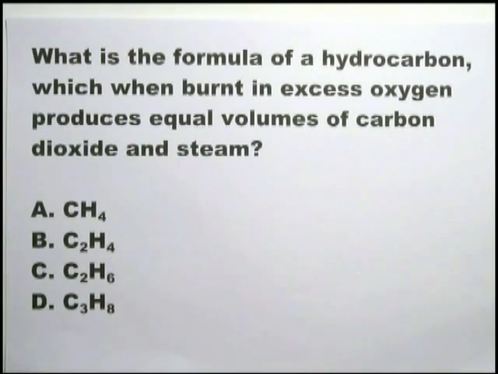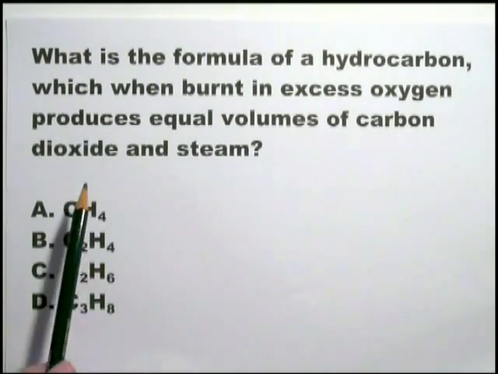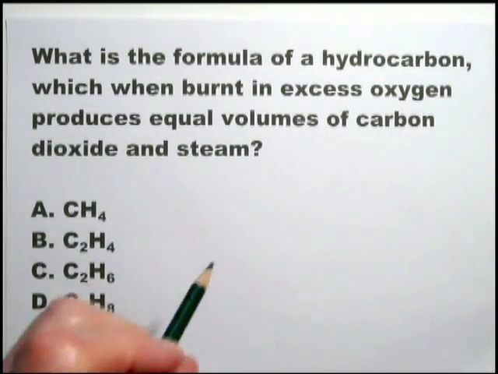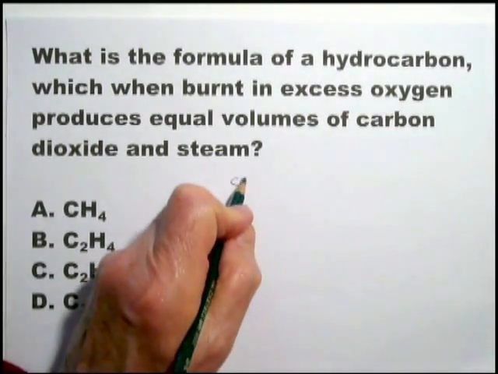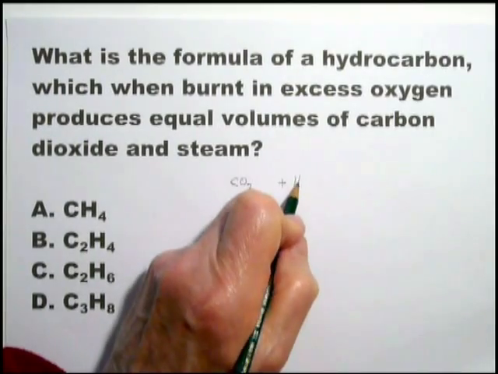Okay, we've done the forward version of this, where you know what the hydrocarbon is, you know the formula of the hydrocarbon, and you have to determine something else in it, the amount of carbon dioxide or water, or the amount of oxygen needed. In this case, you're working backwards from those things in order to determine which of these hydrocarbons it is. So what we're going to do is look at the carbon dioxide and the steam, equal volumes of carbon dioxide and steam. Let's assume that there's CO2 and H2O.